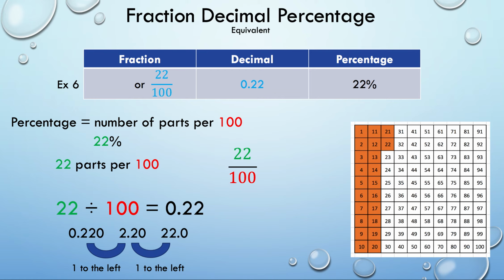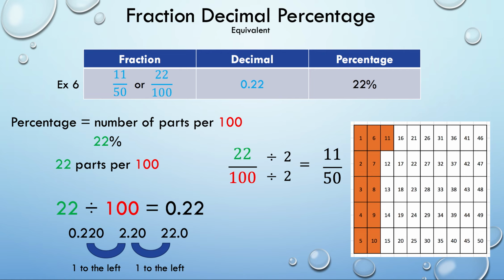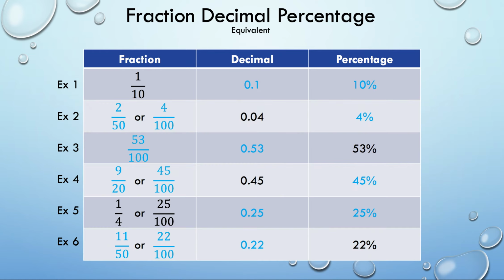And as you can see, we have an OR. We have to simplify this because they share a factor of 2. And then we can divide 22 by 2 and 100 by 2, which is 11/50. And as you can see, the model has changed. Instead of having 100 equal squares, we now have 50 equal rectangles with 11 of them shaded. Now, here's the full chart, just in case you wanted to look at it.